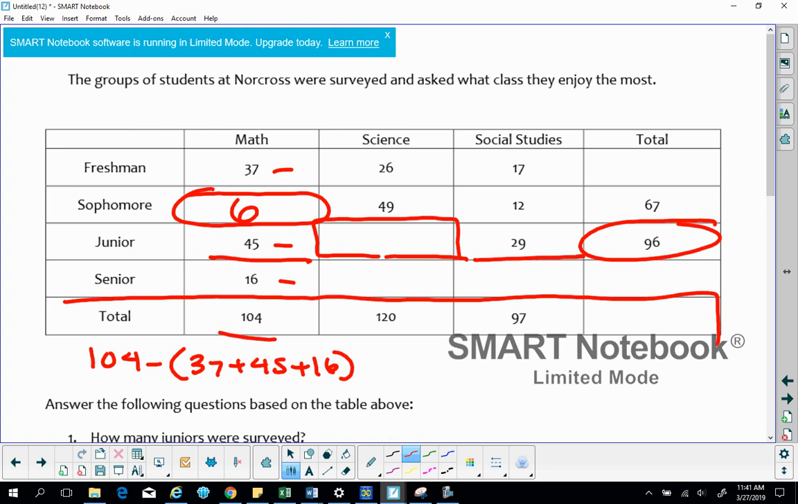I'm going to give you 3 minutes, it should not take longer than that, to fill in the puzzle. We'll go over it, and then you're going to answer the rest of those questions. That is your check for understanding. You are handing that in for a grade today.